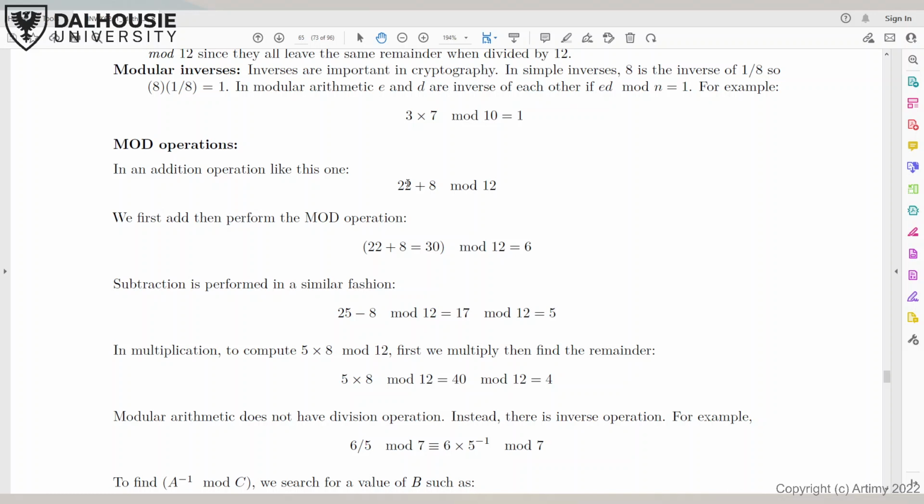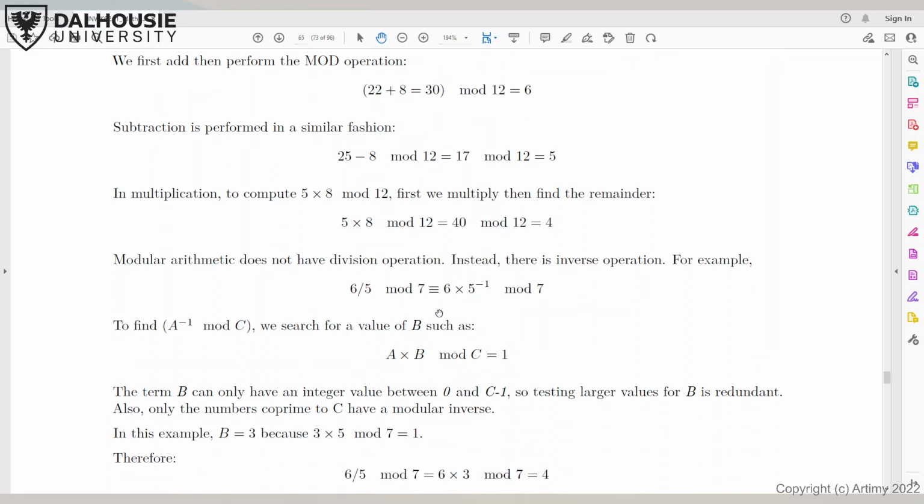But there is no such thing as division in mod operations. So 6 divided by 5 mod 7 is not 1 point something something, right? No, it means that here it's 6 multiplied by the inverse of 5. So this is 5 to the power of minus 1. Again, this is the convention. It's not really 1 over 5, right? So you have to understand that we mean by that the inverse of 5.